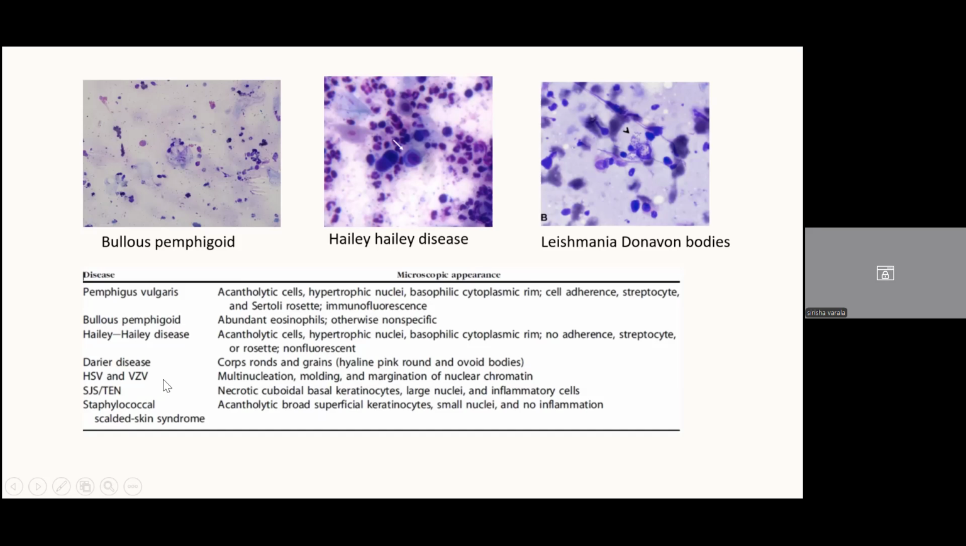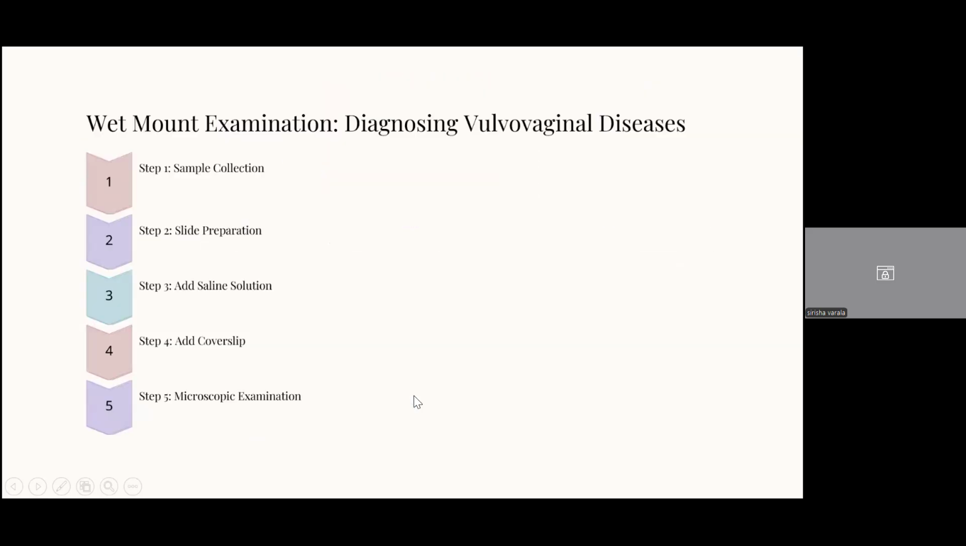Then we know viral infections, multinucleation. SJS/TEN, it is also important. You can try, where you will see necrotic basal keratinocytes with a lot of inflammatory cells. Now, how do you differentiate from staphylococcal scalded skin syndrome? Here you will be able to see some acantholytic cells, but here the inflammation is very minimal. So even here it is acantholysis which is happening, but the inflammation is very minimal, and necrotic keratinocytes with a lot of inflammatory cells goes in favor of SJS/TEN.